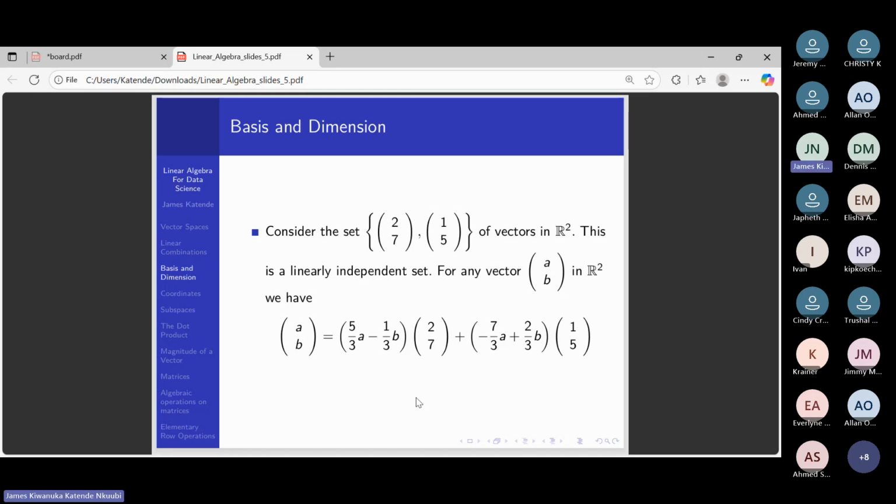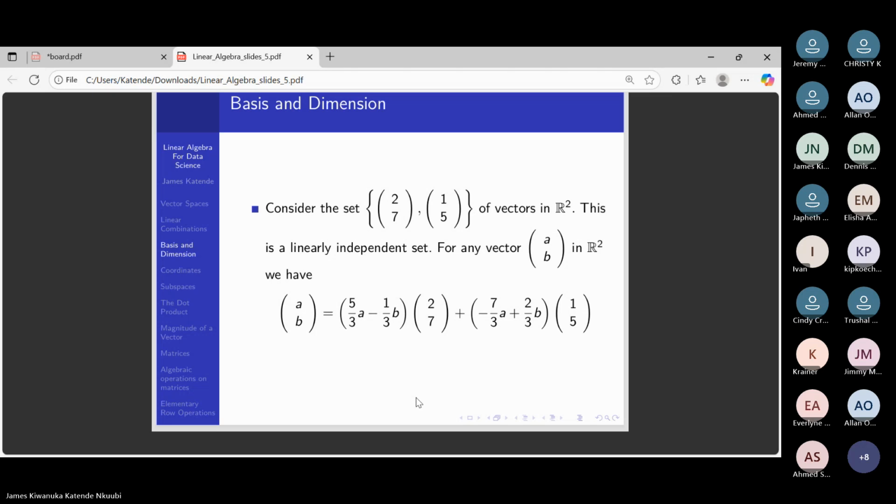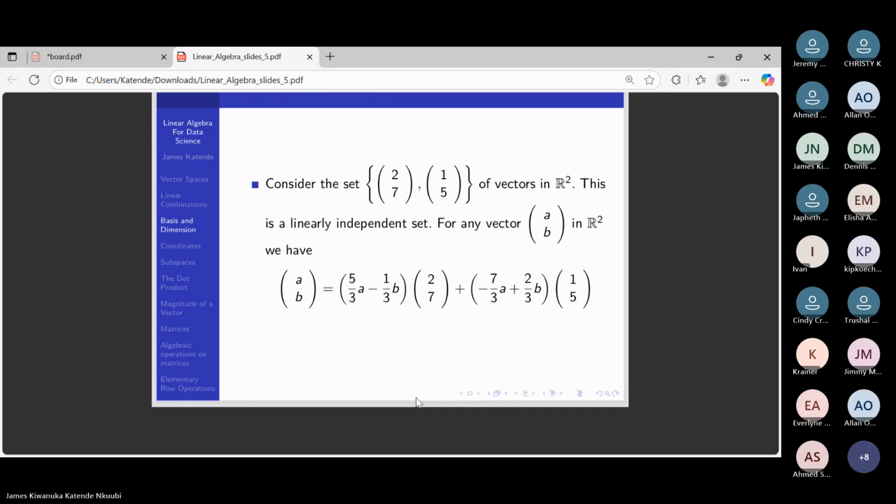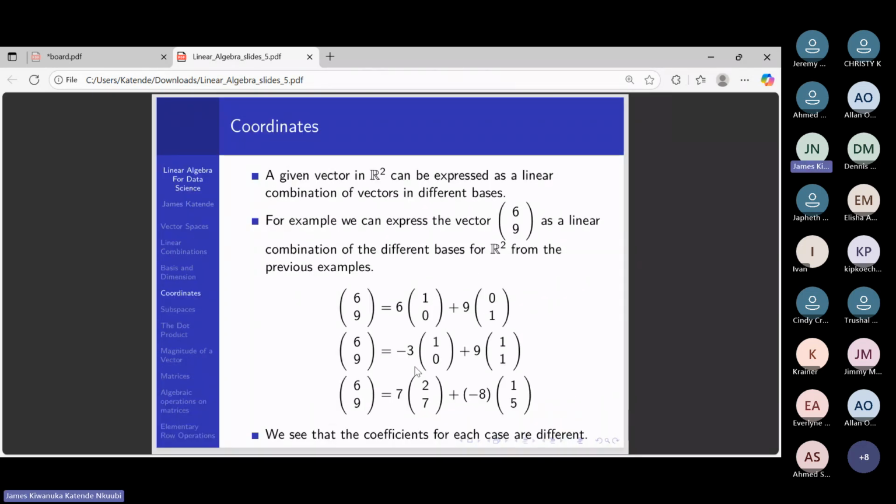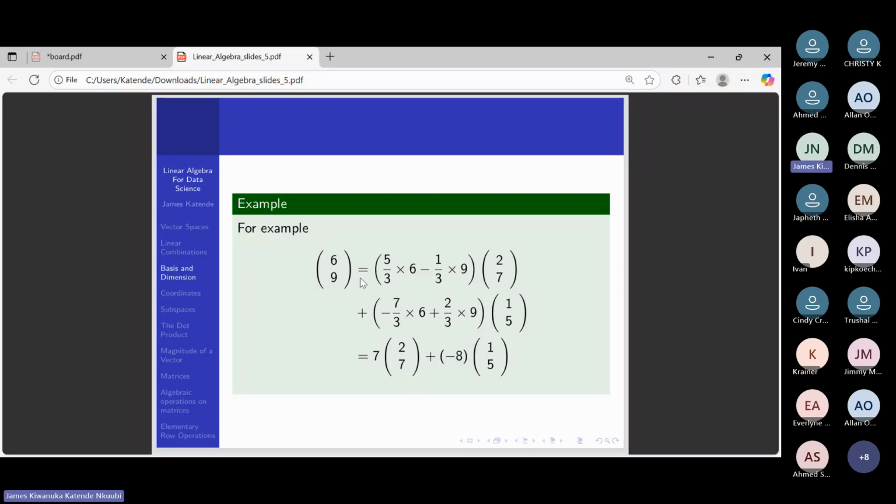So you can check this on your own later, that this actually holds. You can test it with an example. So here is an example. Actually, you can try to work this out on your own. So I propose we take a 5-minute break.